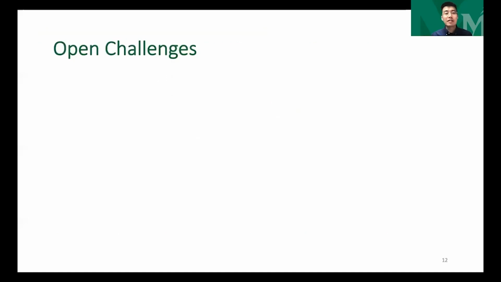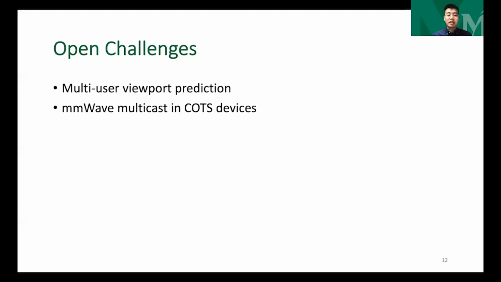And here are some open challenges, and we hope that they can inspire some discussion and new ideas in our community. The first one is multi-user viewport prediction. Though we can currently predict the user's viewport individually, there are interactions between users when they are watching the volumetric video, which will affect the prediction results. So a joint multi-user viewport prediction model is needed. Secondly, building mmWave multicast with multi-lobe beams is challenging in commercial devices because of the limited phase and amplitude resolution in the commercial phased array.